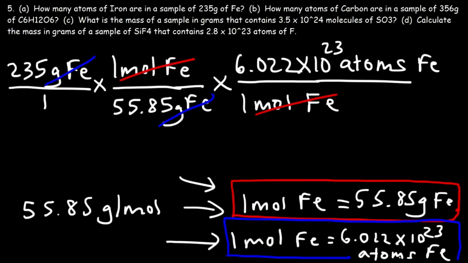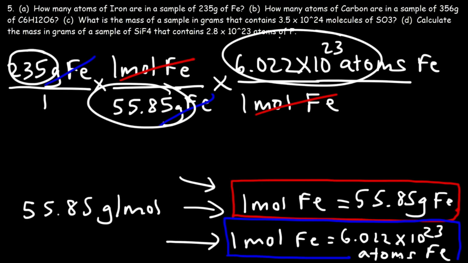So now, let's perform the calculation. What we're going to do first is take 235 and divide it by 55.85. Go ahead and type that in. At this point, you should get 4.2077. And then take that result and multiply it by this number.